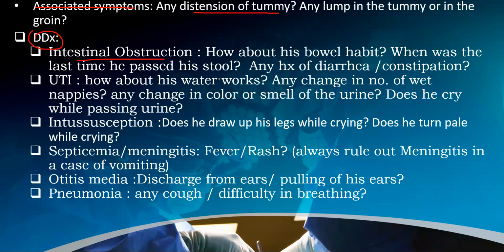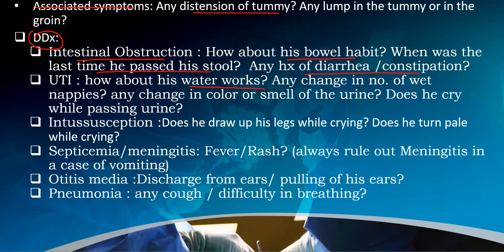Now, what are the differential diagnoses we are going to ask? Start with GIT related causes followed by infection related causes. So for intestinal obstruction, you can ask how about his bowel habit? When was the last time he passed his stool? Any history of diarrhea or constipation? So bowel habit and waterworks will be your first thing to ask. Now you don't ask about urinary habit or how is his micturition. You always use non-medical words.